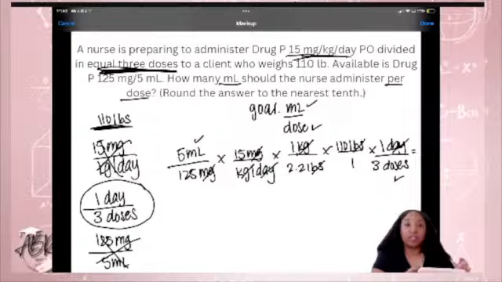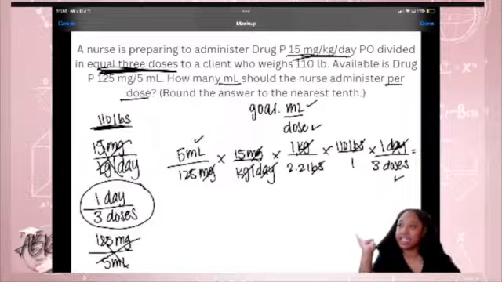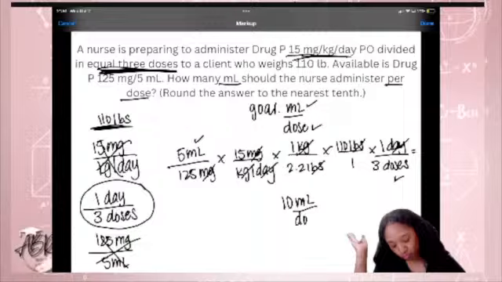And you don't need a super fancy scientific calculator to do dosage calc. Just the simple basic functions and maybe the square root button, because for BSA, body surface area problems, you have to do the square root. So that's it. 15 times 110. Divide 125, divide 2.2, divided by 3. I got 10 milliliters per dose. Is that what you got?